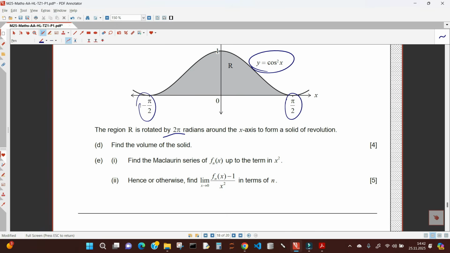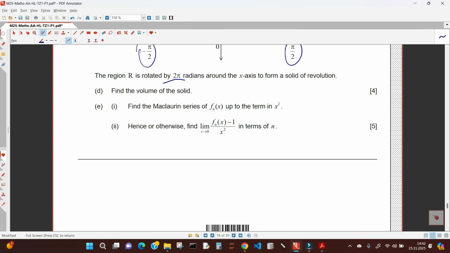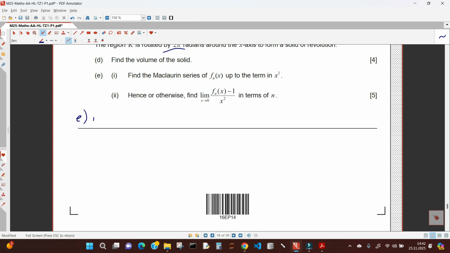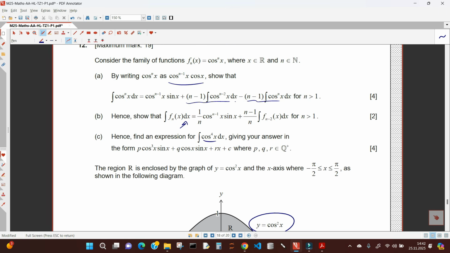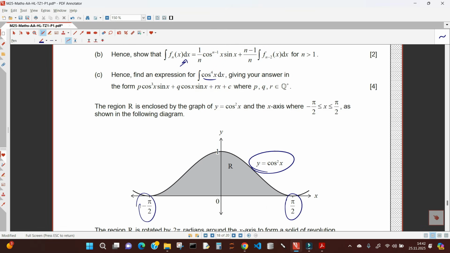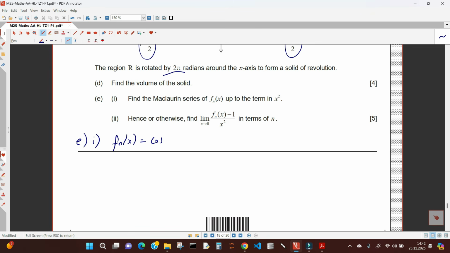At question E, find the Maclaurin series of f(x) up to the term in x squared. I will write the answer to this question here. We found f(x), right? What is this? It was cosine to the power of n x.